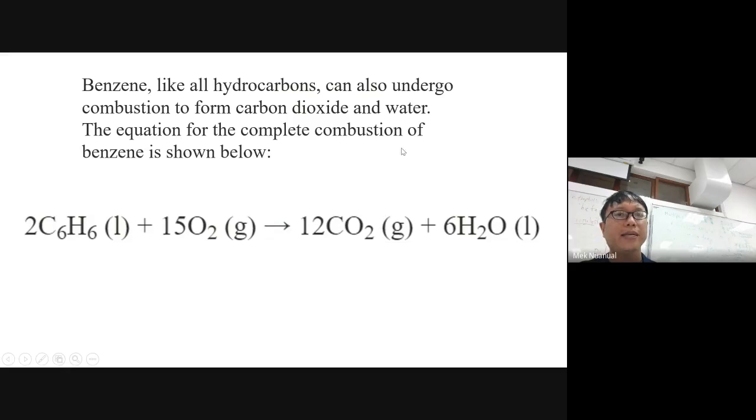Again, this is complete combustion. We're not making CO here. We just balance the reaction using C, H, O like you did with your alcohols and your alkanes. So that would be something you'd be asked to do too: write out the equation, balance it, and voila, you're done with the combustion reaction for benzene.